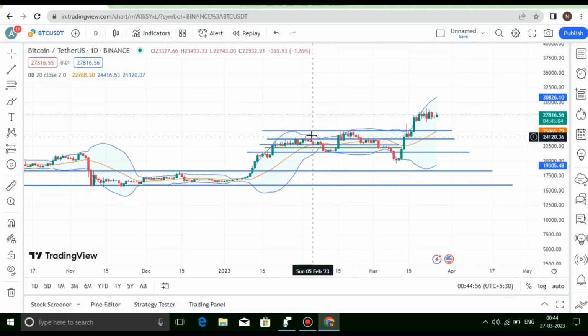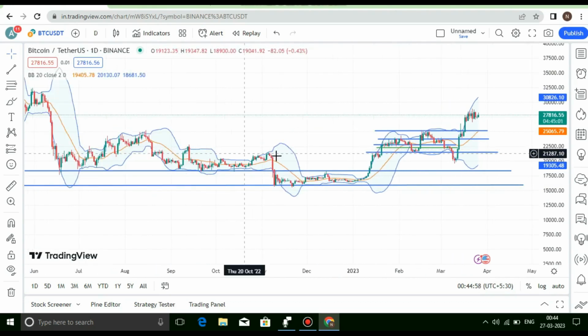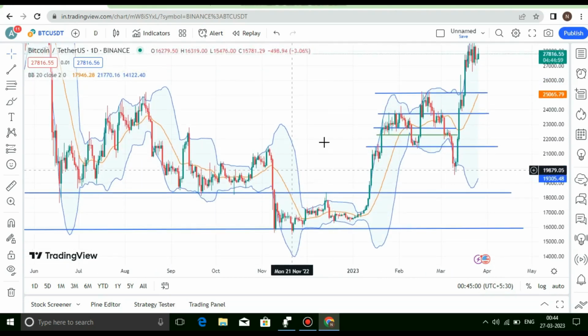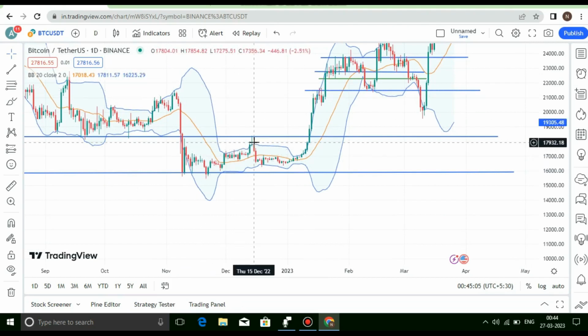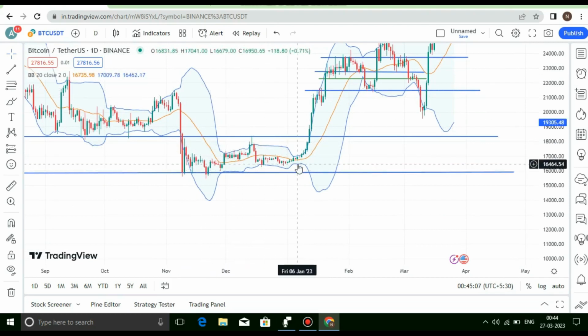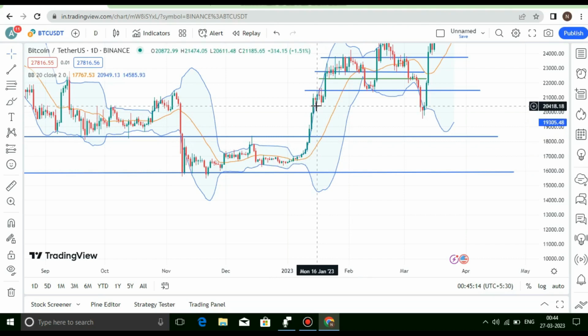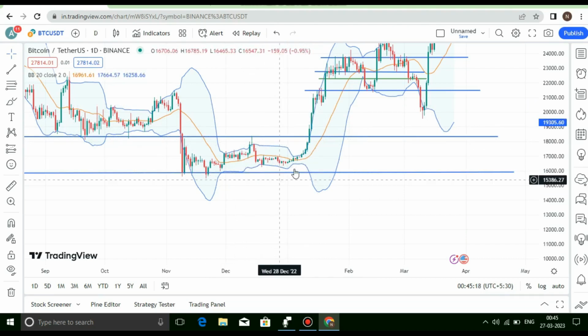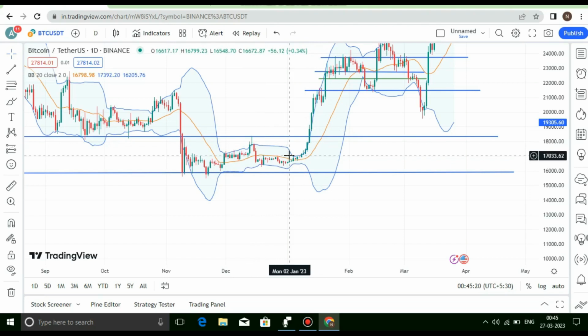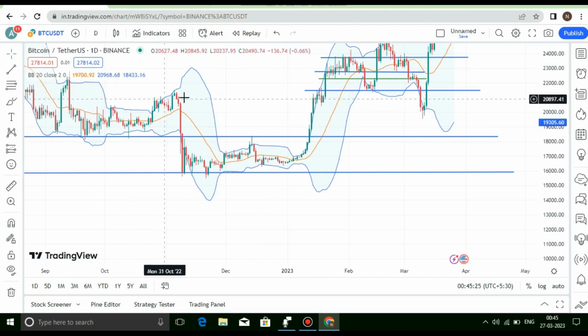Look here at this point, you can see that the Bollinger Band was very narrow. The two bands, the upper band and the lower band, were very narrow, and after that the prices moved upwards sharply. So whenever the Bollinger Band becomes very narrow, a price breakout will be happening. Okay, here also the Bollinger Band became very narrow and the price breakout happened in the downward direction.